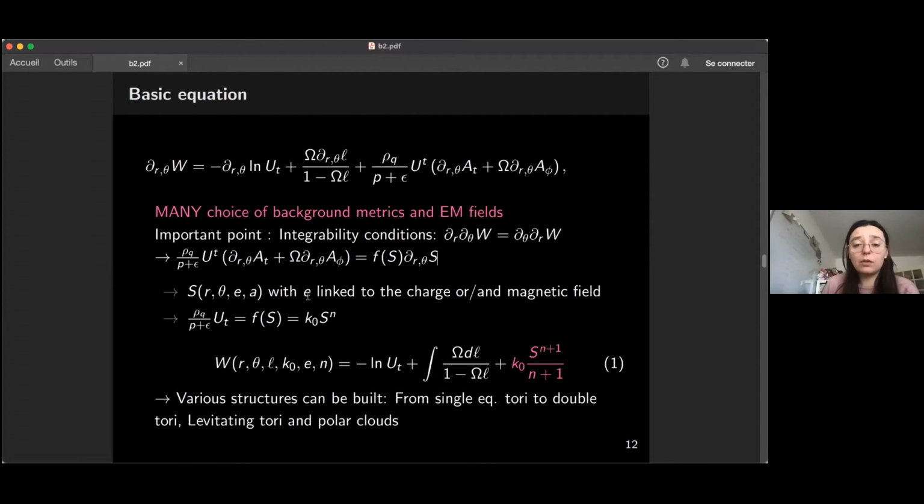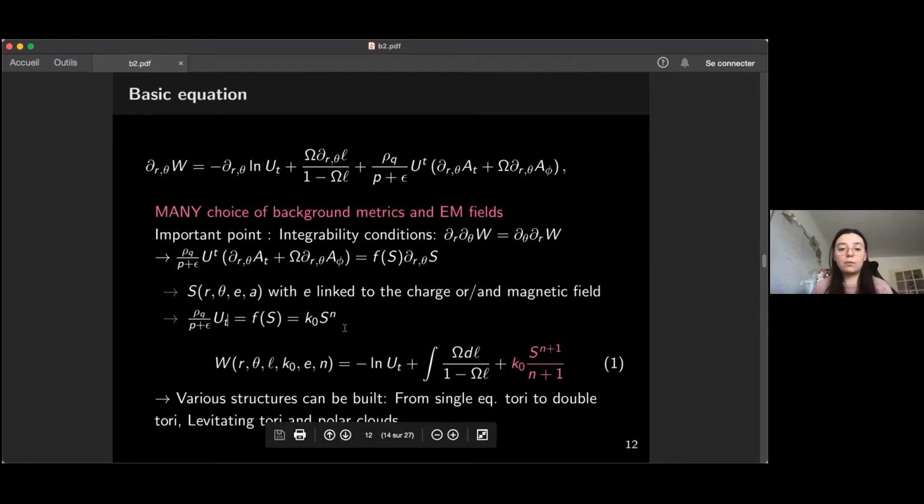These functions are going to depend on the background that we take, so on the spin if we have it, on the charge of the black hole and the magnetic field. Finally, we need to set this F of S function, which is that term here, so the charge times the four-velocity. For simplicity, we decide to put it as a power law. So K0 represents how much your matter is charged. So finally, by setting these two parts here, we can integrate and obtain the effective potential.